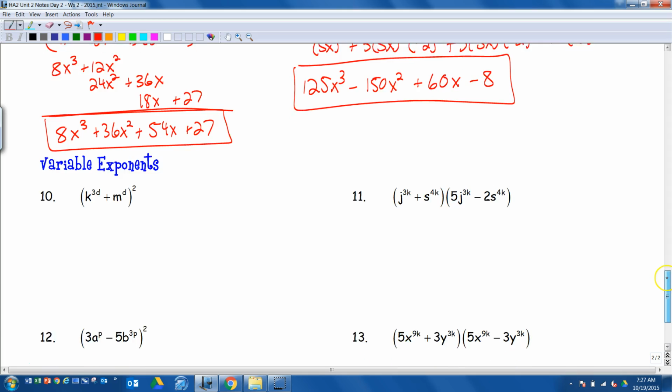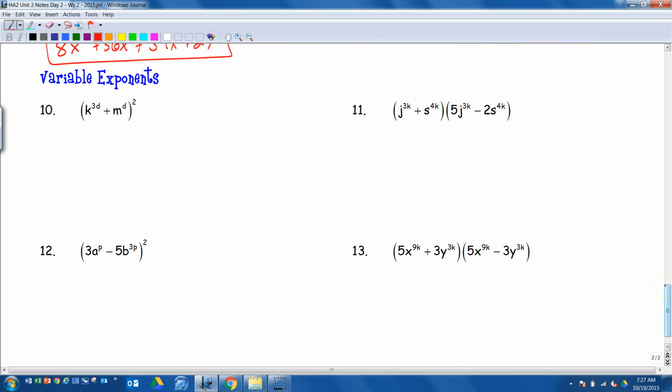Alright, the last thing we're going to do is variable exponents. The only thing that's different about this is, remember, exponent properties: when you have the same base, you add the exponents. So that's what we're going to do here. We're going to multiply this out, k to the 3d plus m to the d, and then we're going to FOIL it. So when we multiply this times this together, we have to add the exponents.